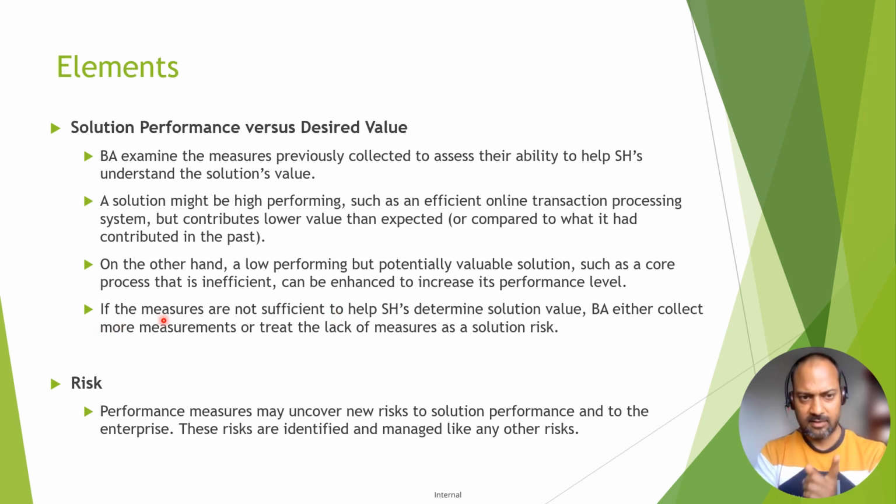So the last line talks about the same thing. If the measures are not sufficient to help stakeholders determine the solution value, the BA, business analyst, either collects more measurements or treats the lack of measures as a solution risk. Now, the second element is the risk itself. The performance measures may uncover new risk to solution performance and to the enterprise. These risks are identified and managed like any other risk. So how to manage the risk? You can accept the risk, you can transfer the risk, you can mitigate the risk, right? If that is a positive risk, you exploit that risk, or you share that risk. So these types of things you can do with the risk.